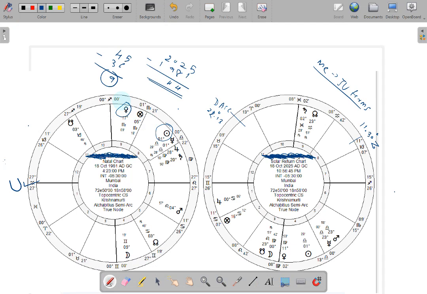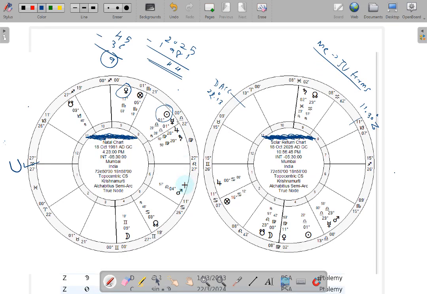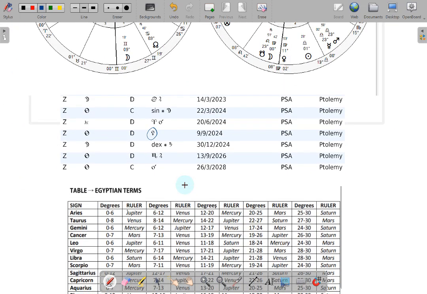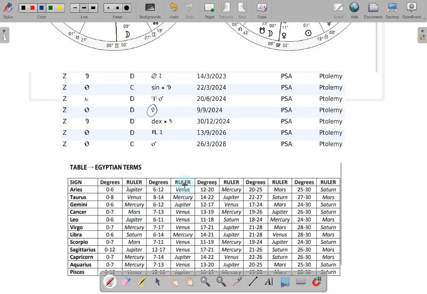So we know that the native went abroad and came back. So yes, the 9th house is activated. Now let us look at additional clues. You just don't want to go with just one particular observation, although yes, Venus is a very important chronocrater, right?